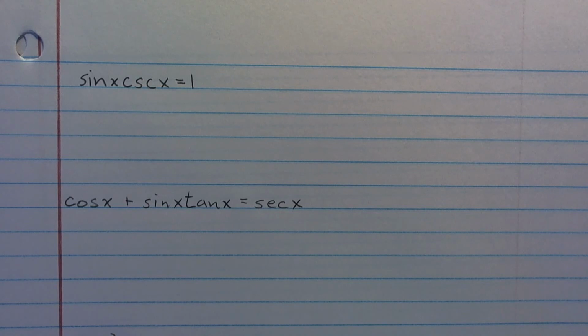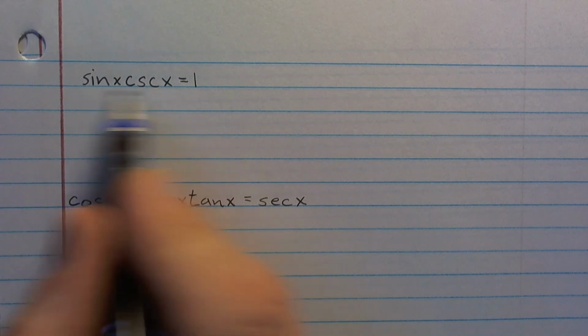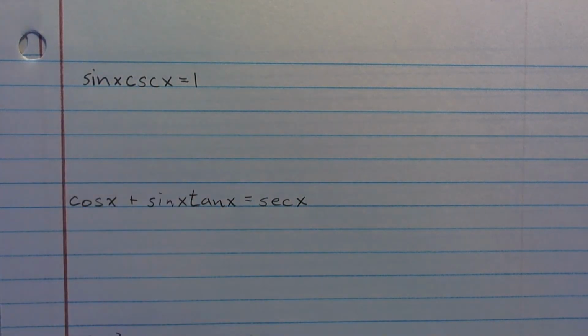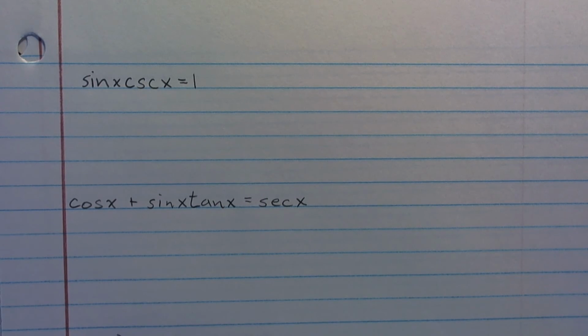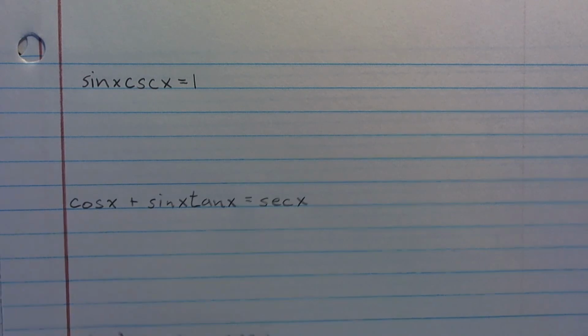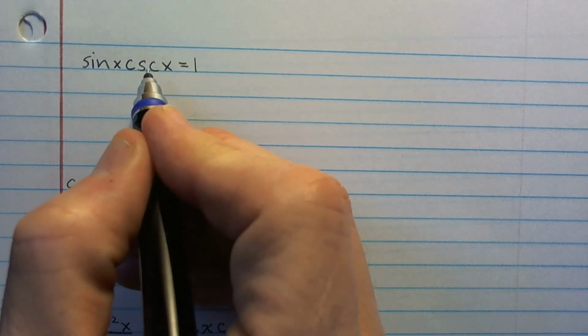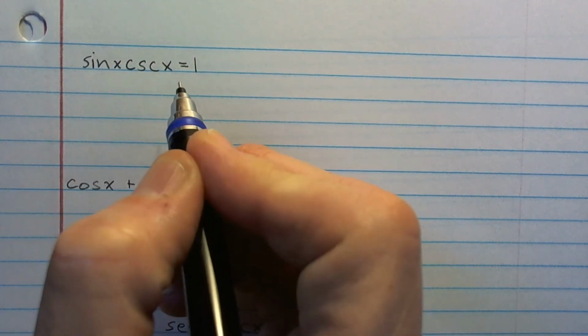So let's look at some examples of verifying identities. We'll start off with a relatively simple one here. We've got sine x times cosecant x. Now it helps if you have your basic identities memorized, because if that's the case, then certain things will kind of jump out at you. You don't want to have to look through your notes every time. You want to just notice some things. Like here, you notice that cosecant is 1 over sine.